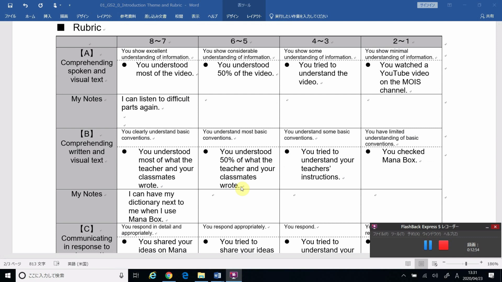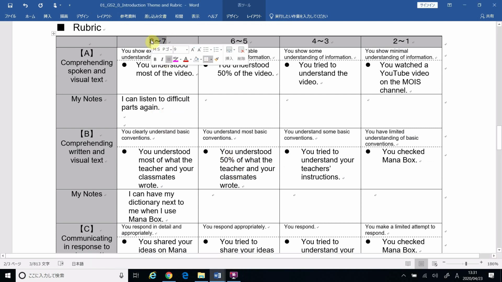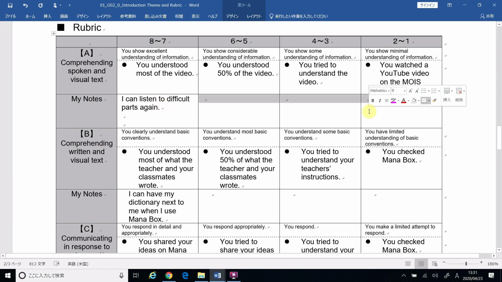Okay, everyone, I finished reading the rubric, and I finished writing my notes. I want to get a 7 to an 8. So, I wrote notes here. Of course, you can write notes in the other spaces as well. In order to get a 7 to an 8, I must understand most of the video on YouTube. On YouTube, I can stop the video and I can listen to difficult parts again. So this is my plan. I want to get a 7 to an 8, so I will listen to difficult parts again.